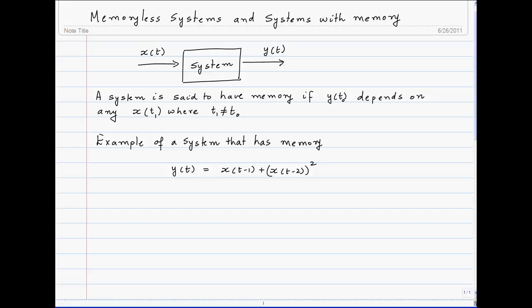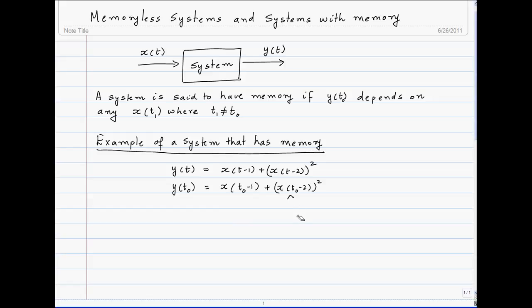Now think about it. First of all, the system has memory. Why does it have memory? Because if I wanted to compute the output y of t at any time t naught, then I would need to know the value of x of t naught minus 1, and I will also need to know the value of x of t naught minus 2. So the output at any time t naught depends on the values of the input signal at times other than t naught. Therefore, the system has memory.